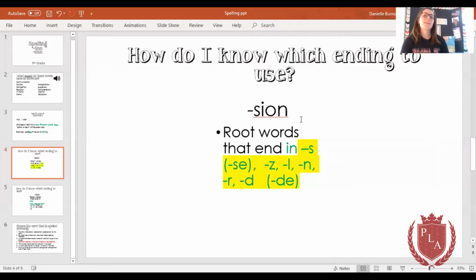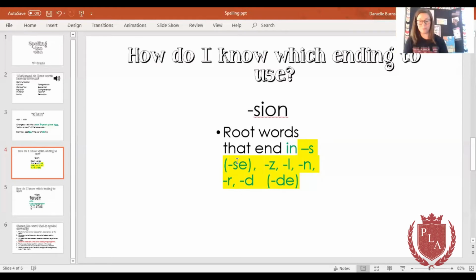Let's look at another one. I give you the root word confuse. Think about this word, confuse. Now, I see that confuse ends in S with a silent E. So I notice that's one of my patterns here that's highlighted in yellow. So because this ends in an SE, we need to add S-I-O-N when we change our word. So confusion sounds like it's spelled with a Z, but it's not. Confusion has that S-I-O-N suffix ending.